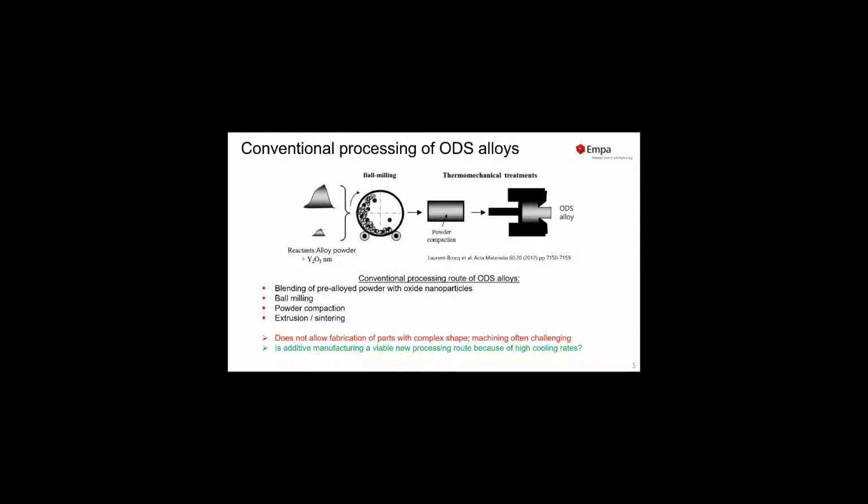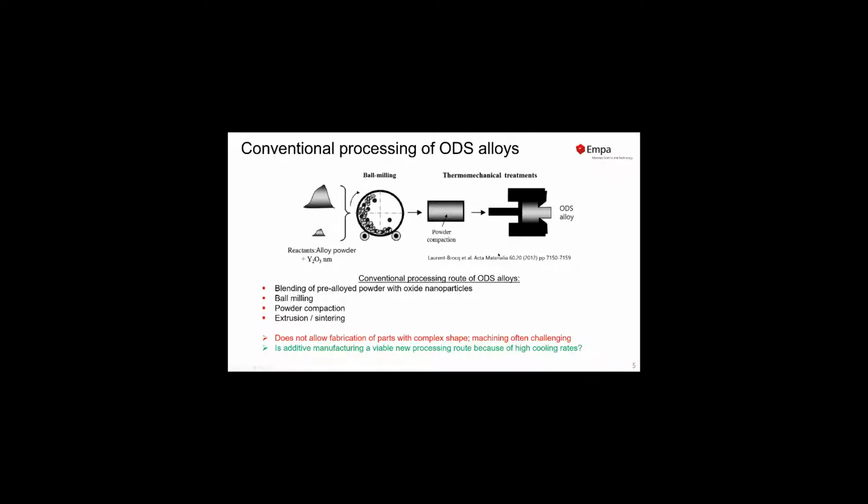So I mentioned that they have been around for many years now, and the conventional processing is a simple powder metallurgy approach. It means that you blend an alloy powder with the nanometric oxides that you want to add. You mill those so that the oxide particles are incorporated in the powder particles. You compact the powder, and then follows a thermomechanical treatment. Very often the compacted powder is filled in a can, rolled, forged, so you can consolidate it afterwards. And this is finally done also by sintering. So it's really a solid state process.